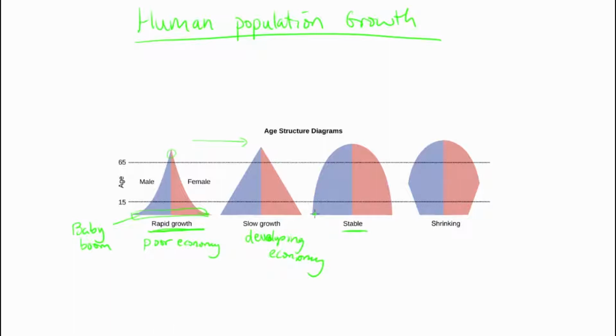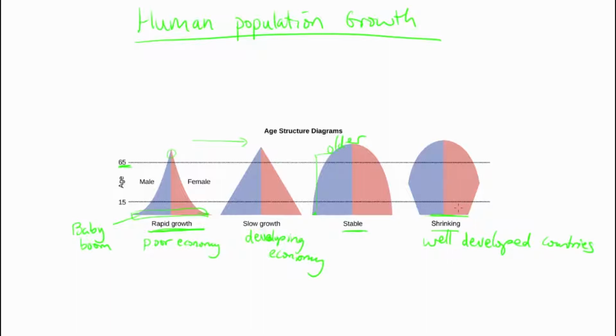Here we see the number of births and the number of deaths almost equal, and the number of people dying, the people lived, here we see 65, so people are living to an older age. And then here a shrinking population. Well-developed countries and economies tend to show shrinking populations.